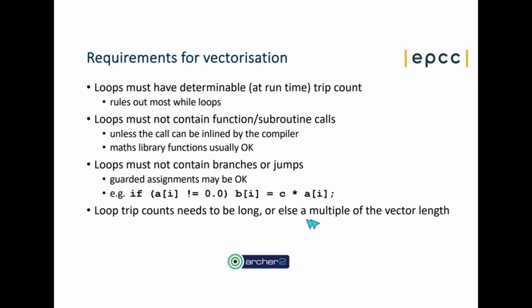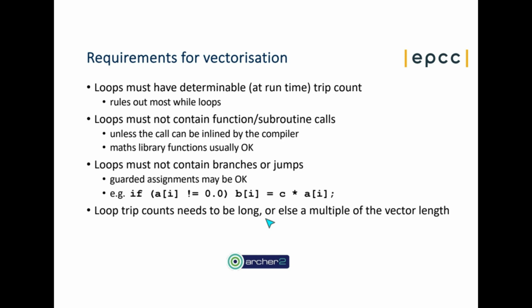And then for vectorization to be effective, we either need long loops, or if they're short, then they should be a multiple of the vector length. Because if the compiler is going to use vector instructions, it's doing a block of, with AVX 256, a block of 4 or 8 loop iterations at a time. So any remainder iterations have to be executed with plain old sequential instructions.